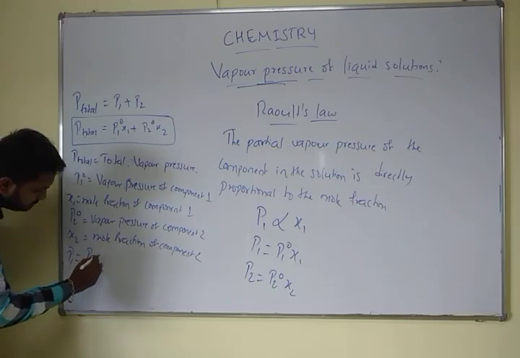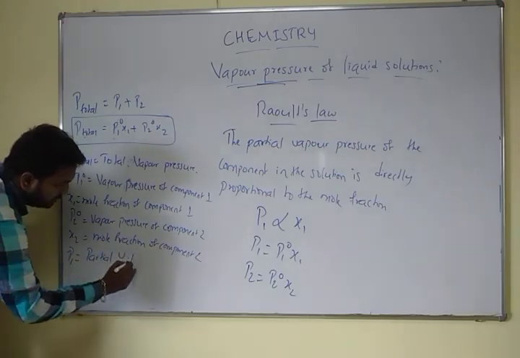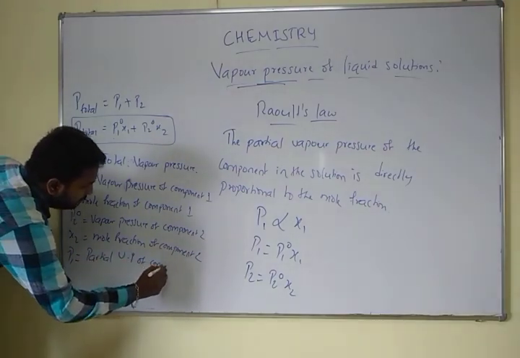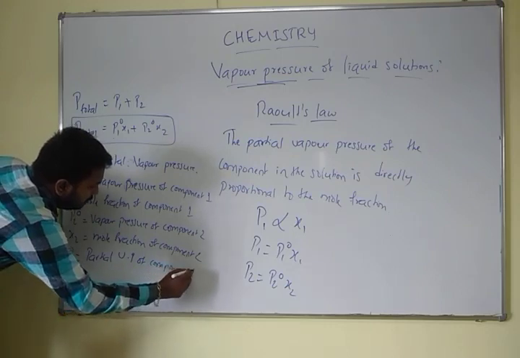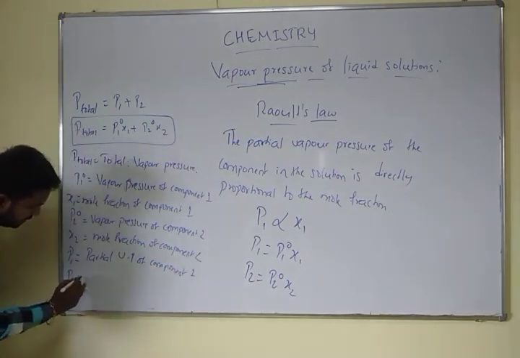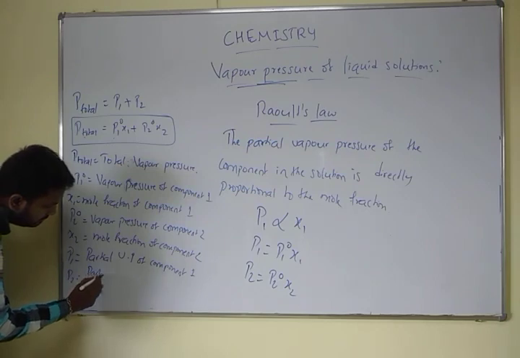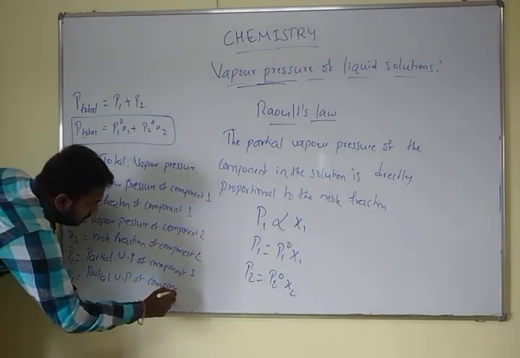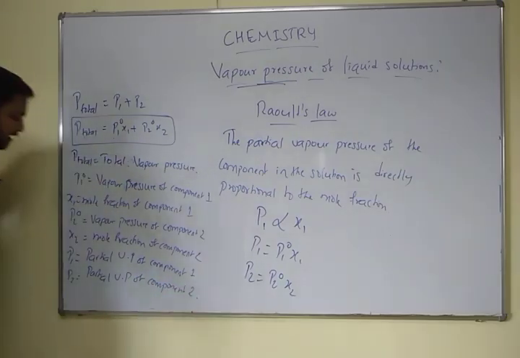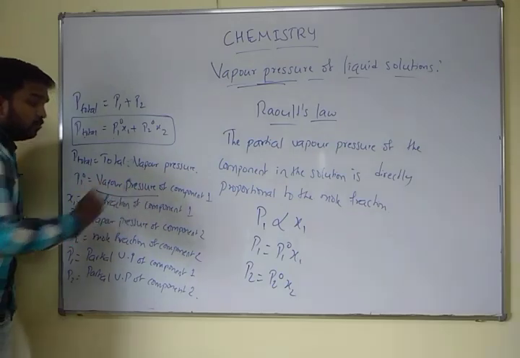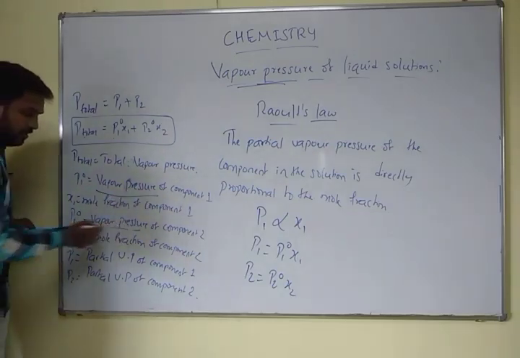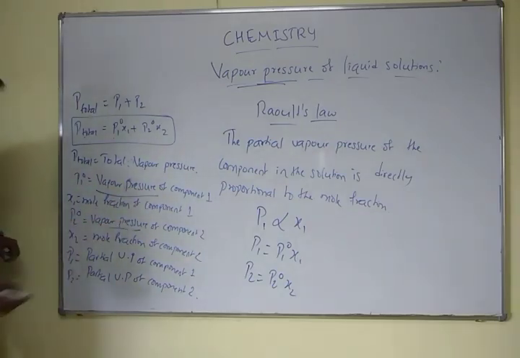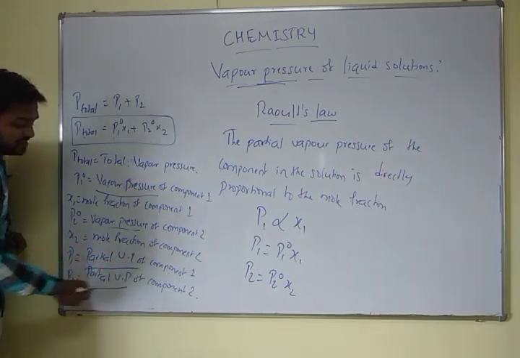P1 is the partial vapor pressure of component 1. P2 is the partial vapor pressure of component 2. Clear? You need to observe this. P1 naught we have taken as only vapor pressure, P2 naught also only vapor pressure, whereas P1 and P2 we have taken as partial vapor pressure.